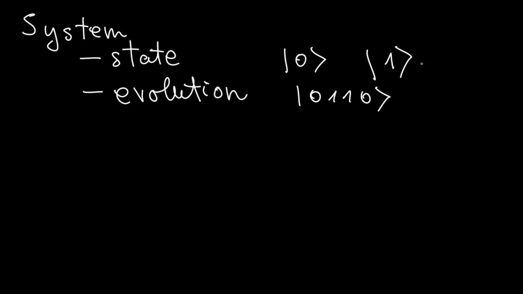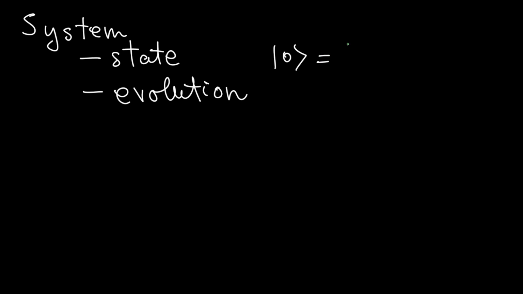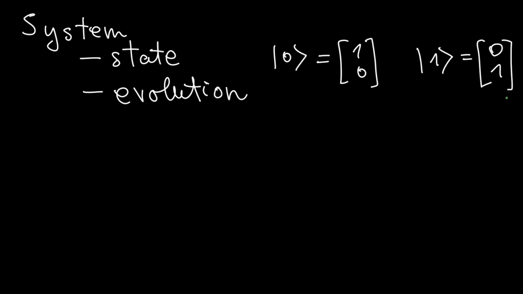These kets are nothing more than vectors. So what is a vector? Well, you can learn linear algebra basics yourself, but a vector is just a few numbers. So 0 in our case would be (1, 0), and 1 in our case would be (0, 1).